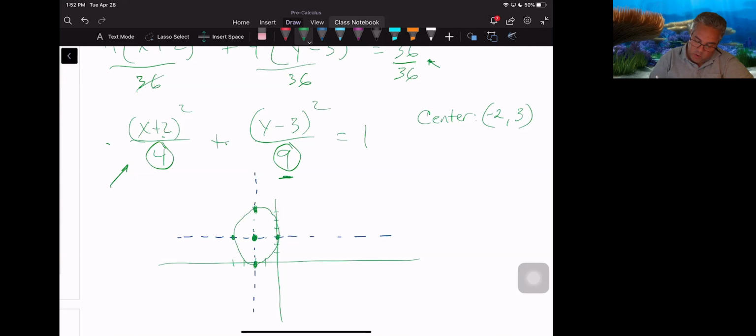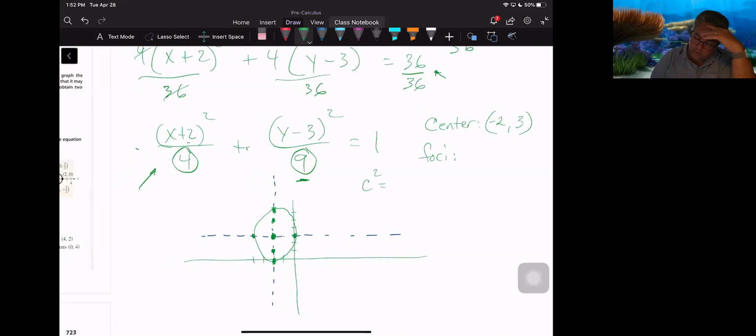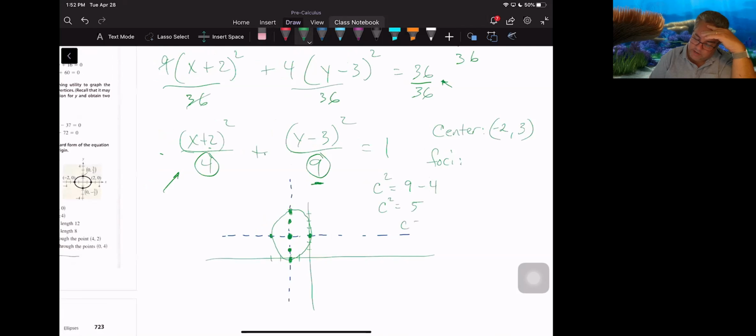Now remember, your foci always lie on the major axis, which happens to be right here. So let's identify the coordinates of our foci. Now the foci is the distance C away from the center. So we have to find C. So we use this formula, C squared equals A squared, or in this case is 9, minus B squared, which is 4. So C squared equals 5. Therefore, C is square root of 5. So that means you move square root of 5 away from the center.